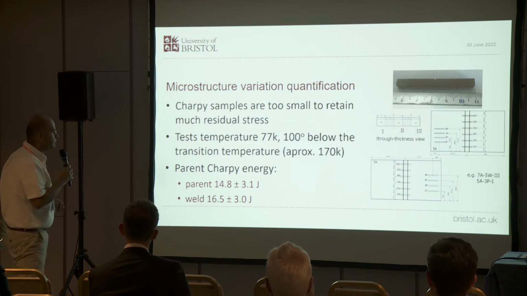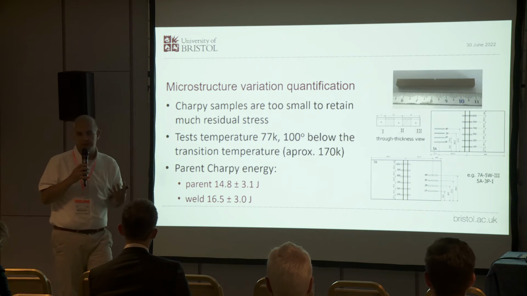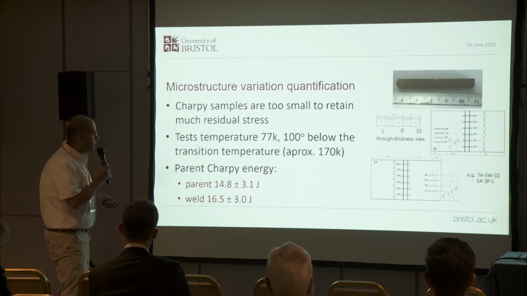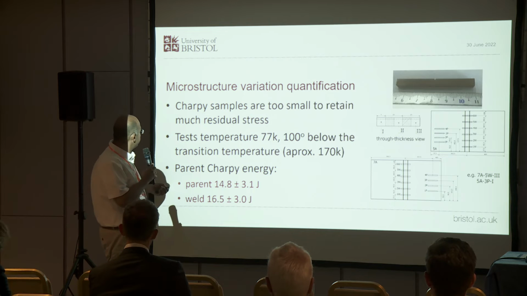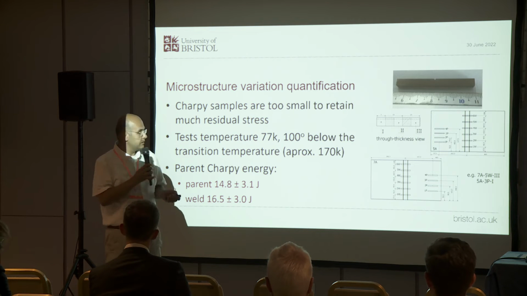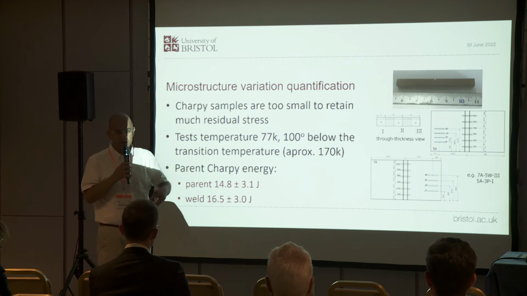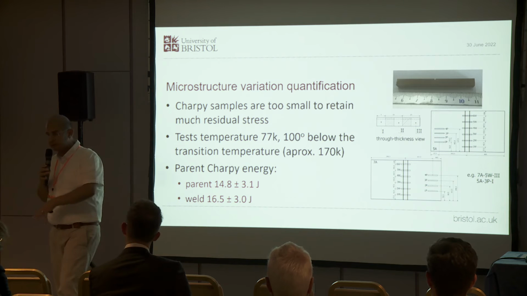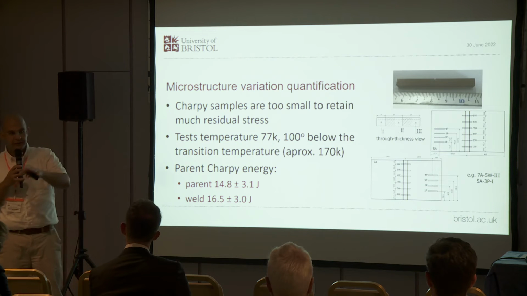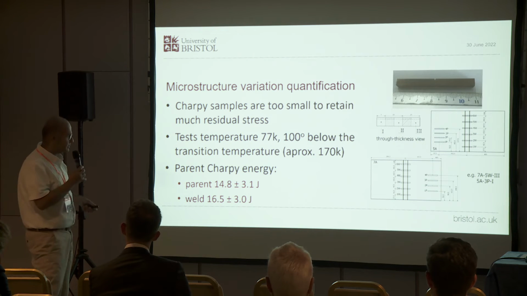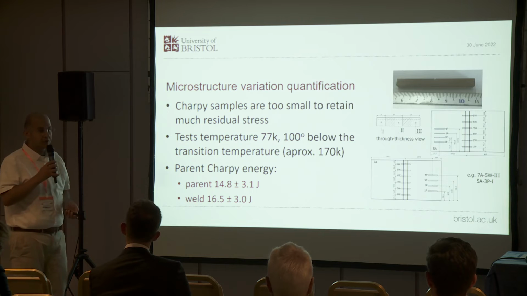So how do you measure the variability in your material microstructure? Well, you go and get some Charpy impact samples. You do loads and loads of them in the parent material, in the weld material, at the bottom of the weld, at the top of the weld, in the middle of the weld, on the top of the sample, bottom of the sample, and you do all those Charpy tests.